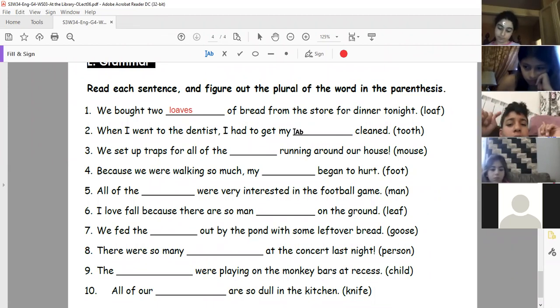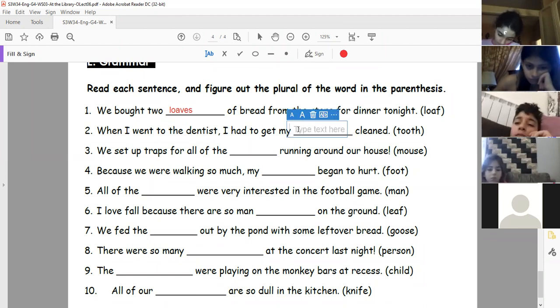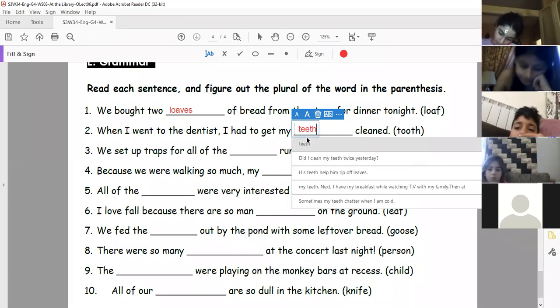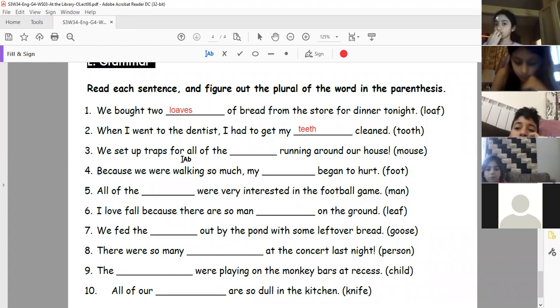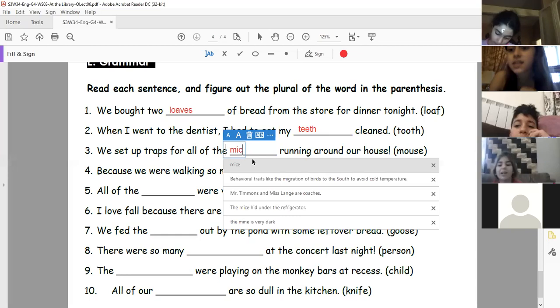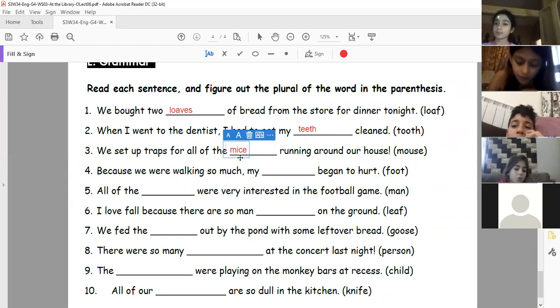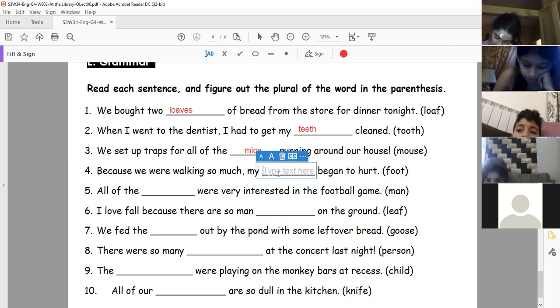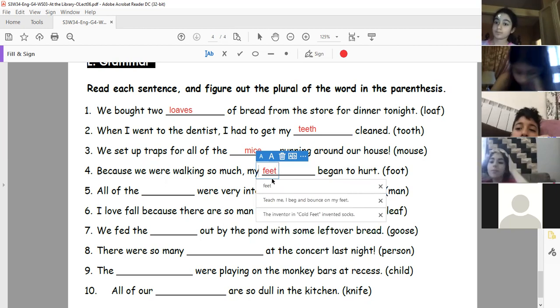Yalla Mia, tooth. When I went to the dentist, I had to get my tooth cleaned, plural of tooth. Teeth. Yes. Yalla Noor, we set up tracks for all the plural of mouse. Mouses. Come on, Noor. Plural of mouse is mice, please. You have to study the plural. You have to memorize them, okay? Yalla Rawad. We walked so much, my foot began to hurt. What is the plural of foot? Feet.